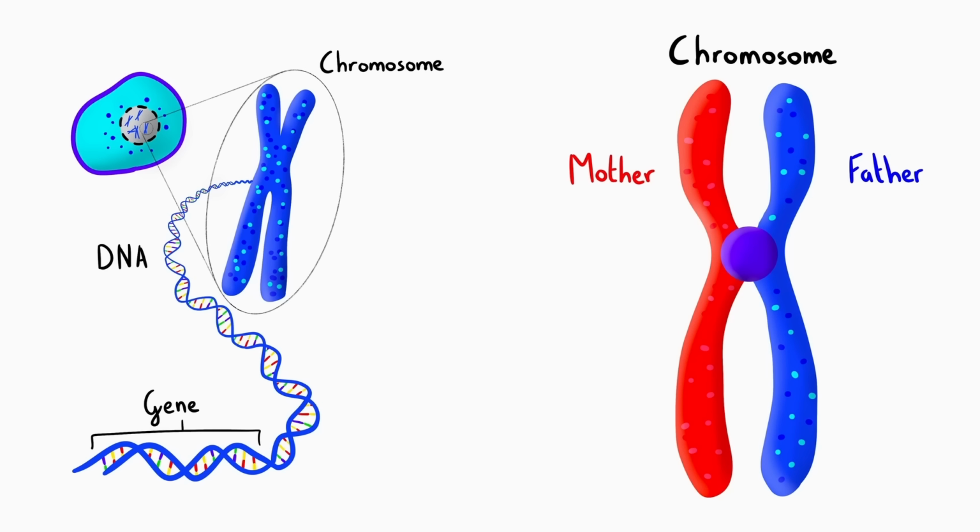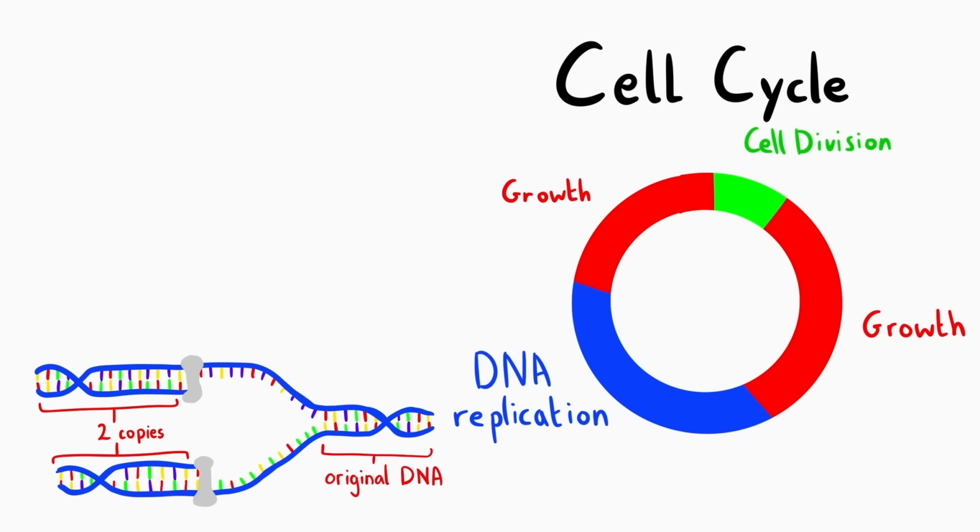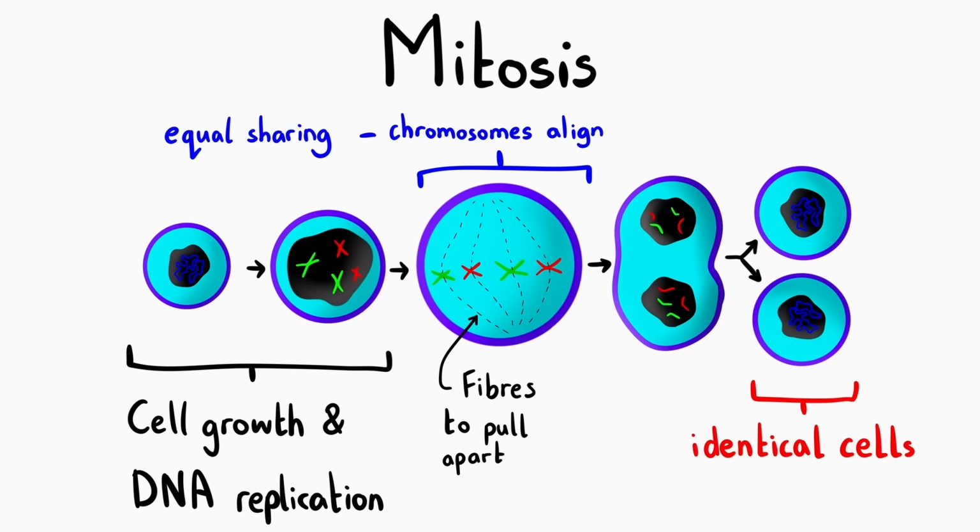First, let's go over exactly what we'll cover in this video. We'll begin by exploring what chromosomes actually are and how they store your genetic blueprint. Next, we'll look at the big picture of the cell cycle and how cells prepare for division by growing and copying their DNA in preparation for mitosis. And finally, we'll take a look at the process of mitosis as one cell becomes two.